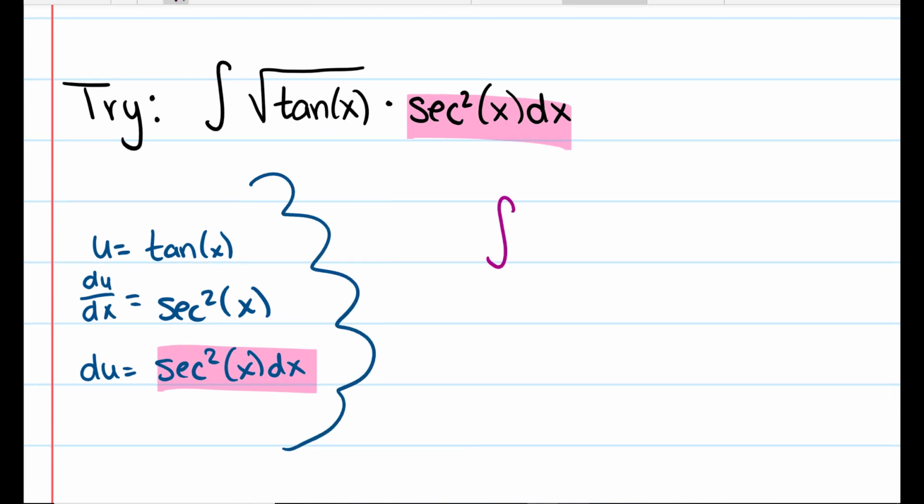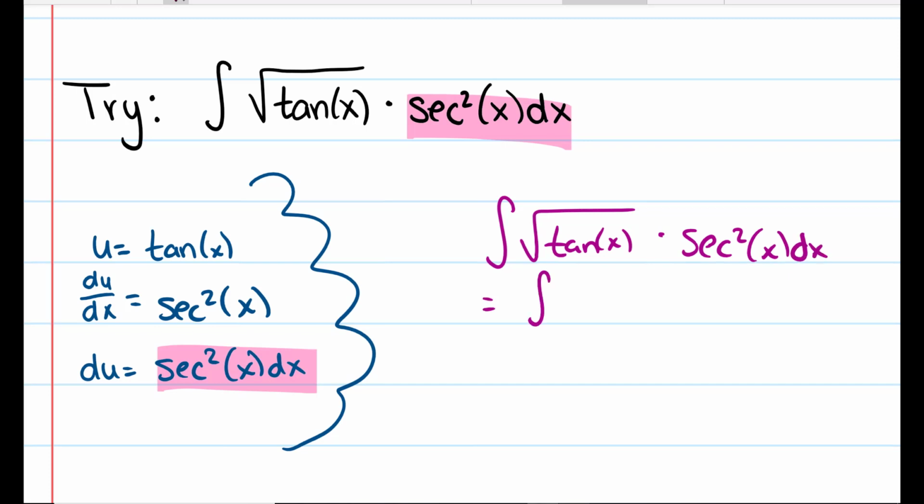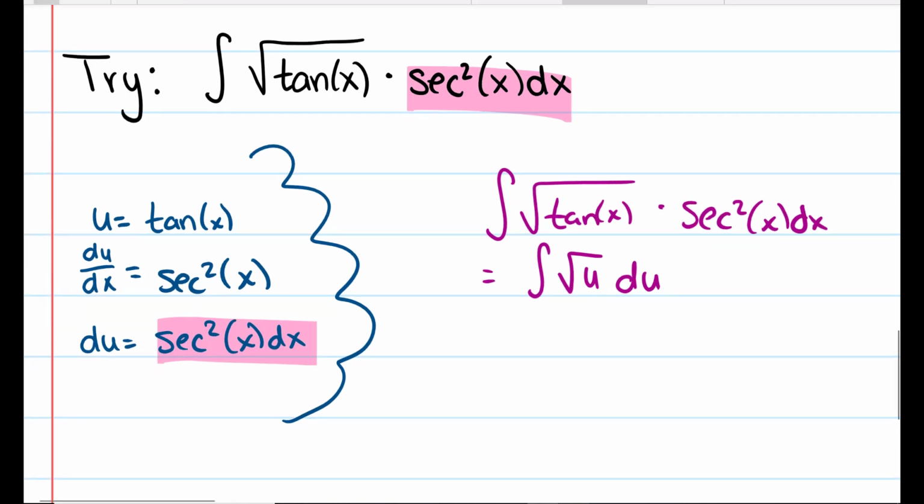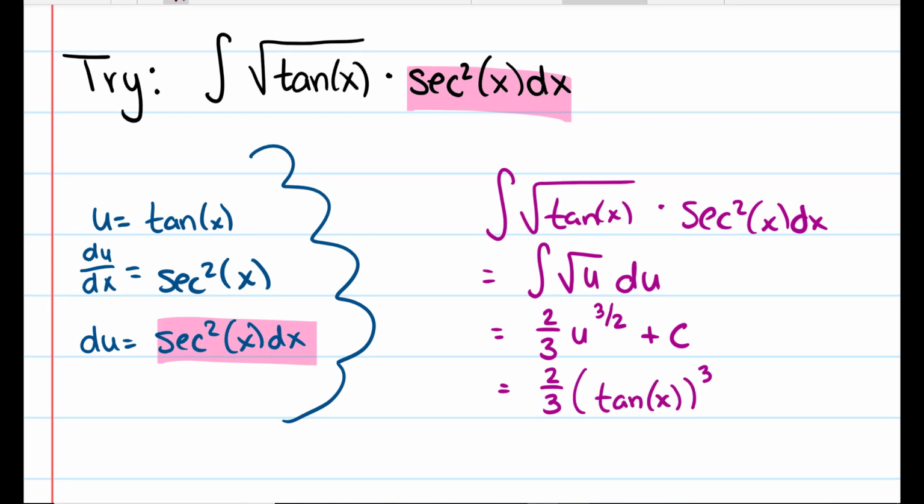So I get the integral of the square root of tangent of x times secant squared of x dx becomes the integral of the square root of u du. And this is going to become 2/3 u to the 3/2 plus c. So my final answer is 2/3 tangent of x to the 3/2 plus c. And that's all there is to working with u subs.